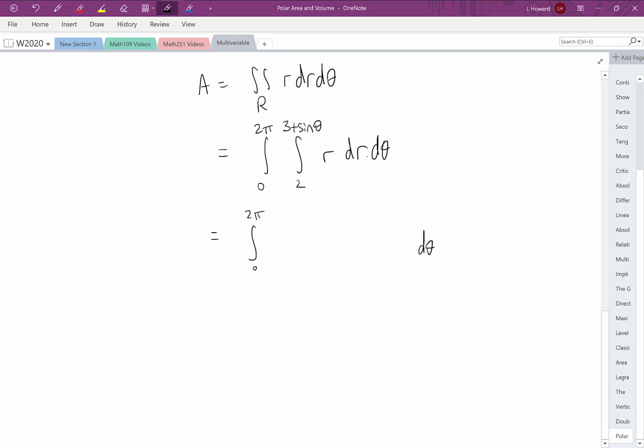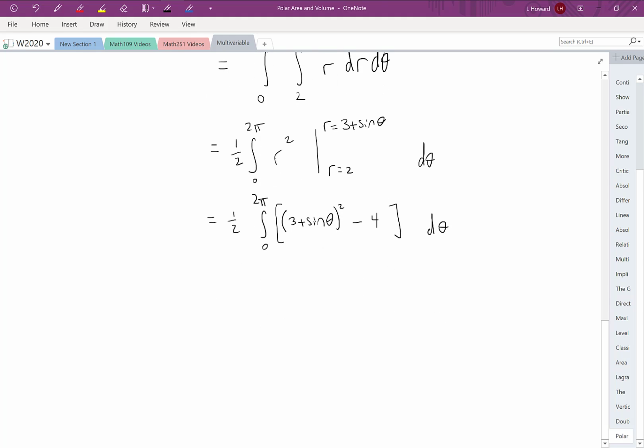Integrating r with respect to r is going to give us half r squared. So I'm going to put the half out in front of the integral, and then we need to evaluate this r squared at r equals 3 plus sine theta, and then r equals 2. So we've got half the integral from 0 to 2 pi, d theta at the back, and let's do our evaluation. We're going to have 3 plus sine theta all squared minus the square of 2, which is 4. We'll simplify this in our next step before we integrate with respect to theta.